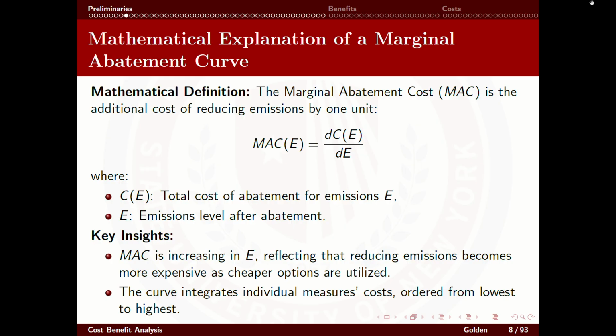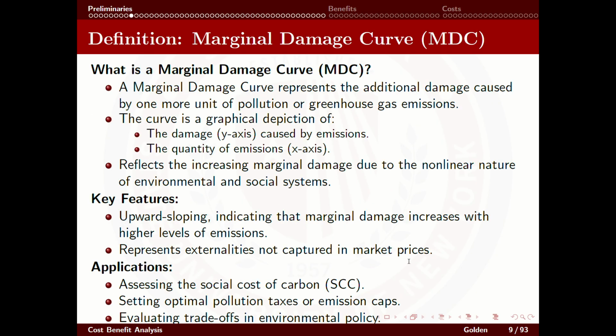So a mathematical explanation of a marginal abatement curve is the additional cost of reducing emissions by 1 unit. So it's the derivative of the cost of emissions with respect to emissions, and it's the marginal abatement cost of emissions. The cost of emissions is the total cost of abatement for emissions E, and E is the emissions level after abatement. The marginal abatement curve is increasing in E, reflecting that reducing emissions becomes more expensive as cheaper options are utilized. And the curve integrates individual measures' costs ordered from lowest to highest.